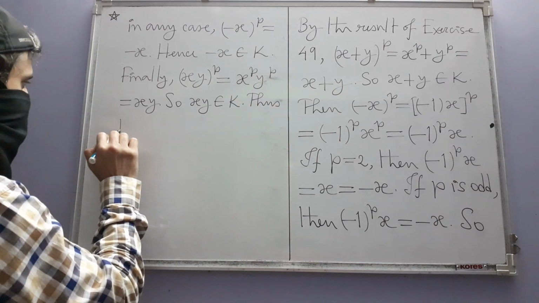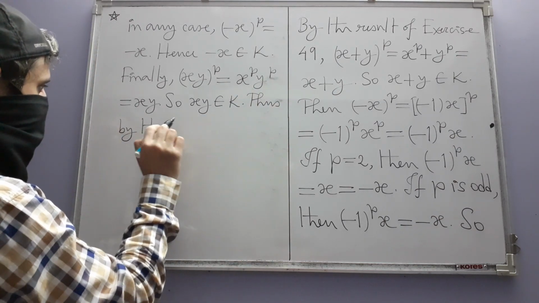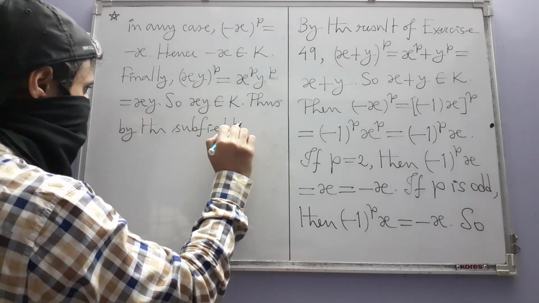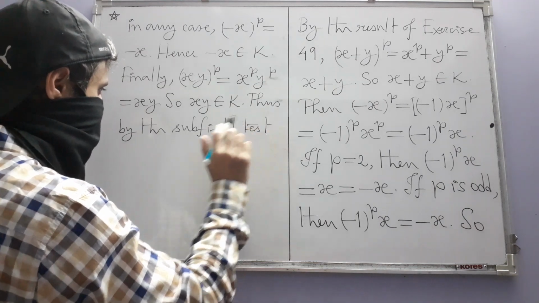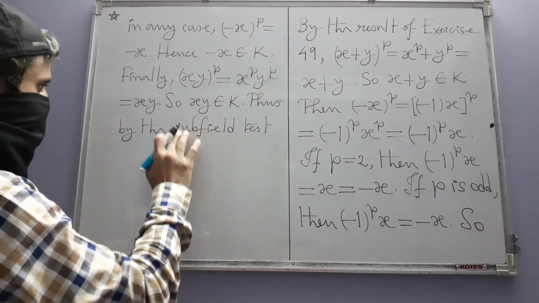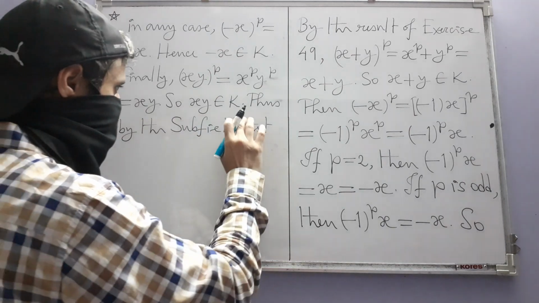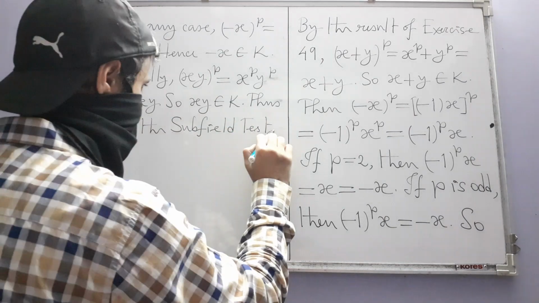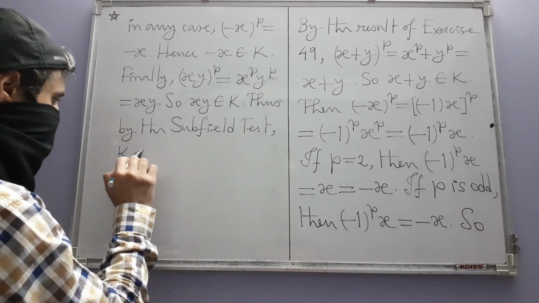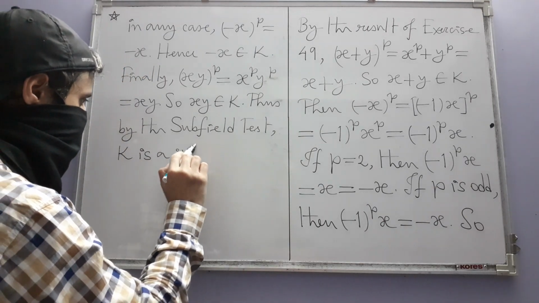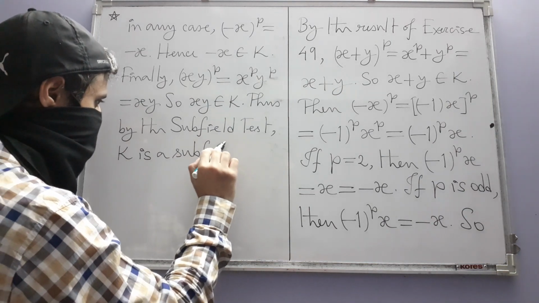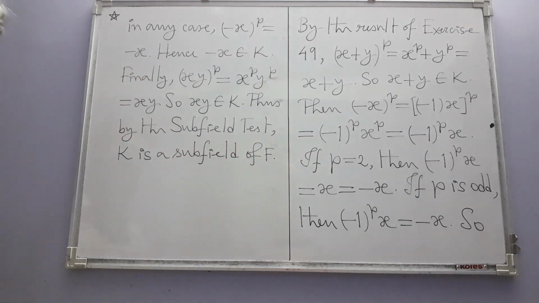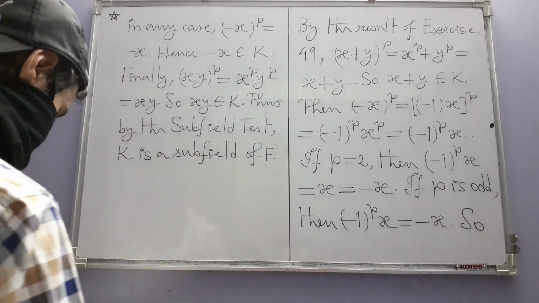Thus, by the subfield test, well, because it's a name of a test, you can make it capital if you want. By the subfield test, k is a subfield of f. So that's how we have the solution. Next.